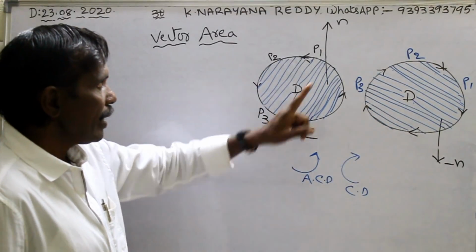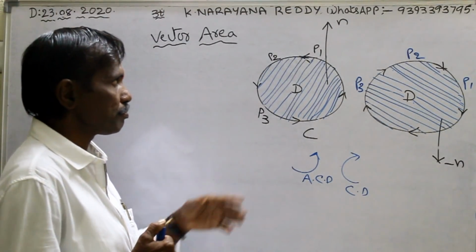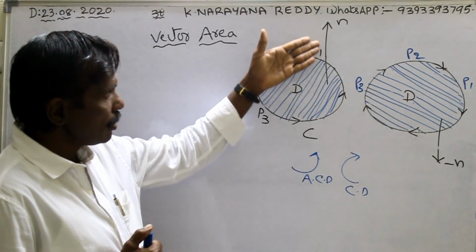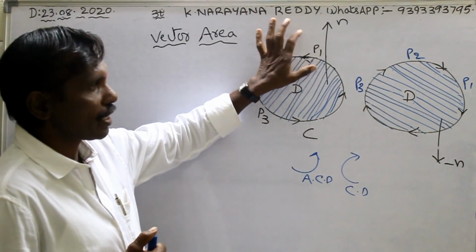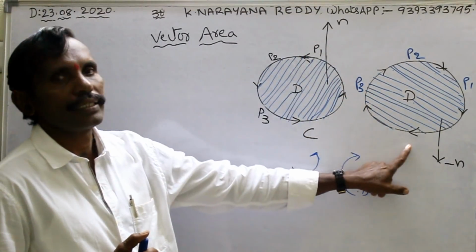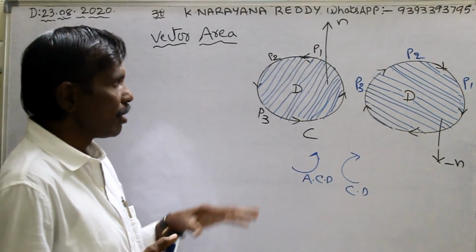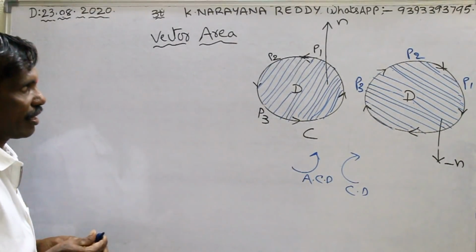Okay. N is a unit vector. You know about unit vector. So in this unit vector, this is the positive direction and this is negative. This is plus n, this is minus n. That is the difference between clockwise and anti-clockwise direction. Okay? Now, how to define the vector area?